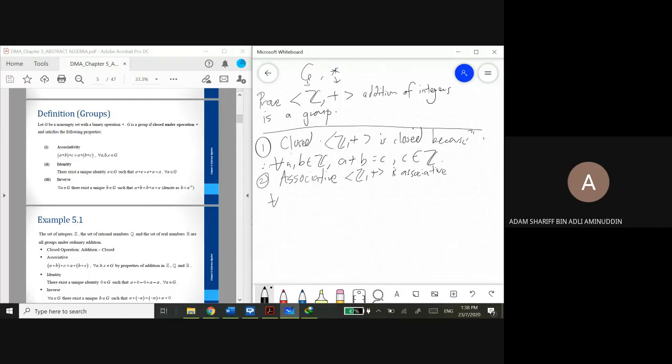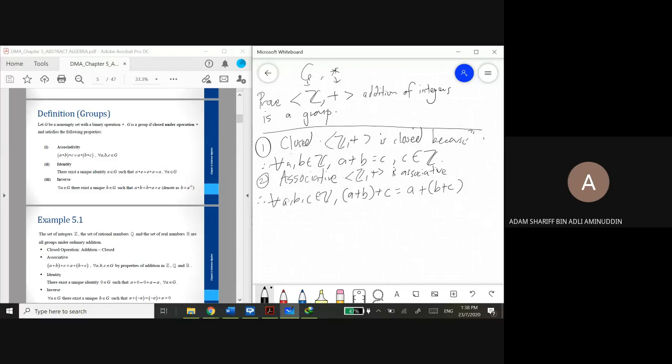Because fundamentally, for every three integers, (A plus B) plus C is equal to A plus (B plus C). Enough. This will be your answer. It's a well-known fact for plus.